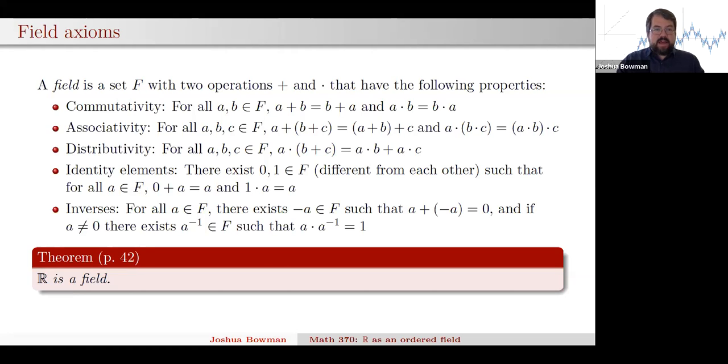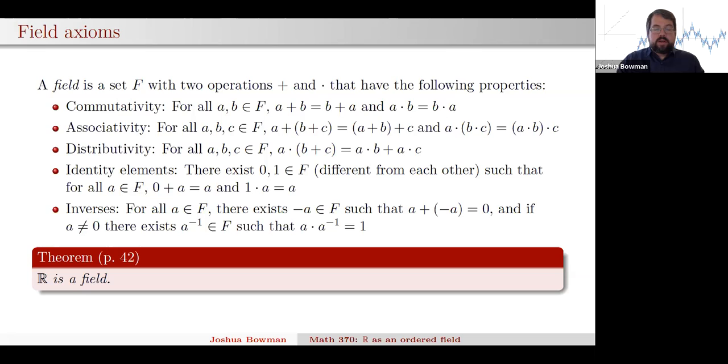A field is a set, we often just call it F, that has two operations, which we'll write as plus and times, that have the following properties. These are both operations that take in two elements from the set and return a third element from the set. We want both operations to be commutative. We want them to be associative. We want multiplication to distribute over addition. And we want there to be identity elements for both operations. So we always call those 0 and 1.